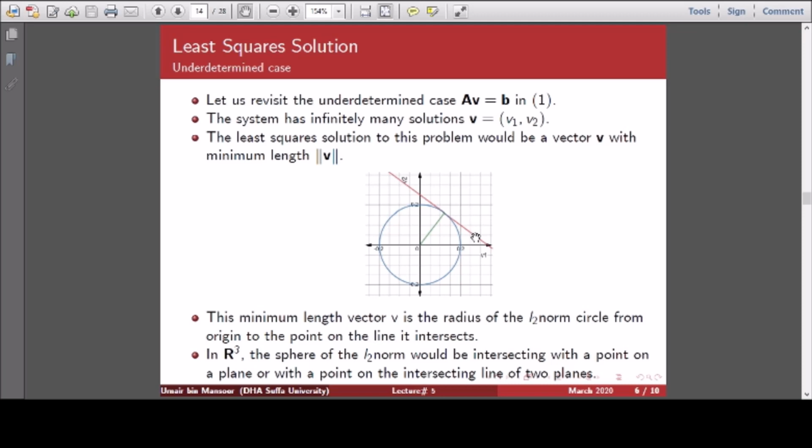So definitely where 2 planes intersect would represent a line. So all the vectors that would solve this intersection would be the solutions. So we are going to select the minimum length vector.